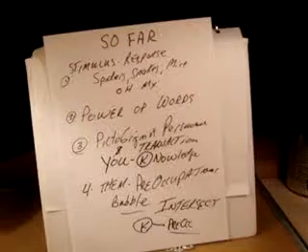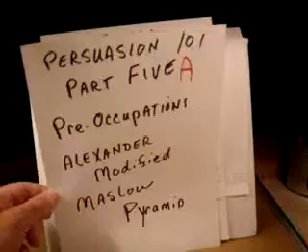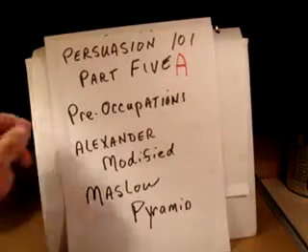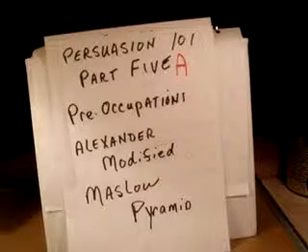Okay, let's get ready to rock and roll. This is going to be fast and furious here. This is Persuasion 101, Part 5A, Preoccupation, the Alexander Modified Maslow Pyramid.